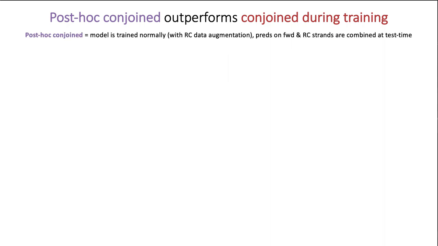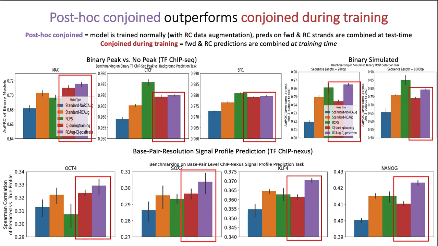One of the key takeaways of our benchmarking was that post-hoc conjoined models outperform models that were conjoined during training. As a reminder, post-hoc conjoined means that the model is trained normally and the predictions on the forward and RC strands are combined at test time. Note that the training dataset is augmented with reverse complement examples. By contrast, conjoined during training means that the predictions on the forward and reverse complement strands are combined while the model is being trained. As you can see, the purple bars are consistently comparable to or higher than the red bars across all 9 datasets.